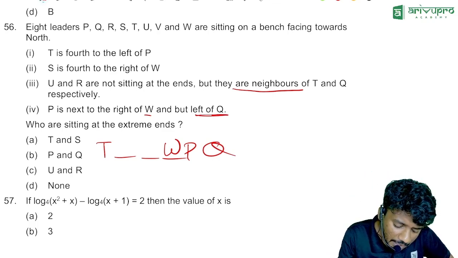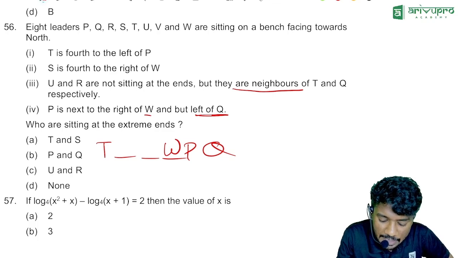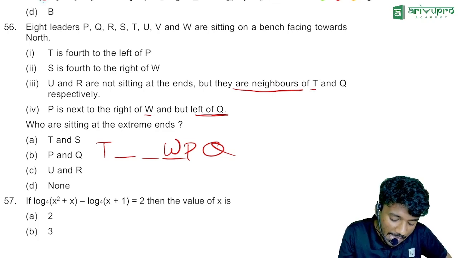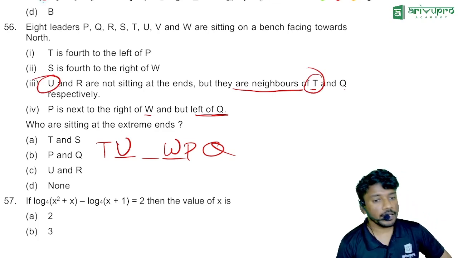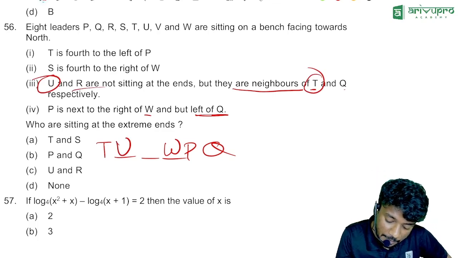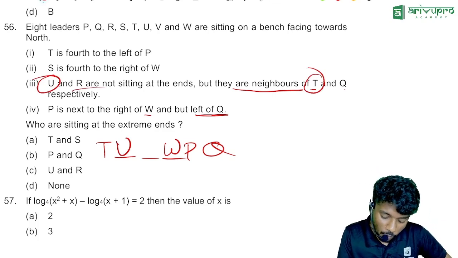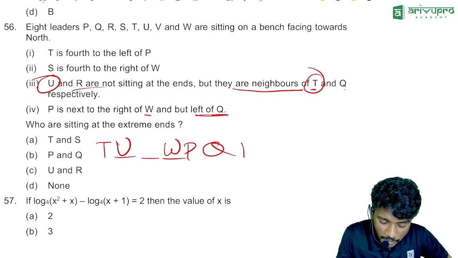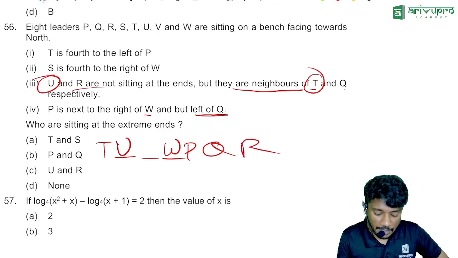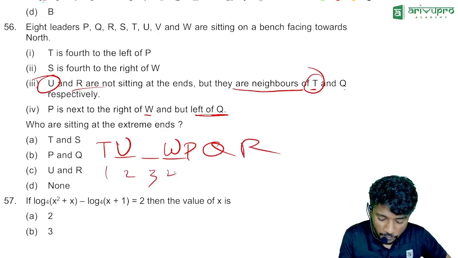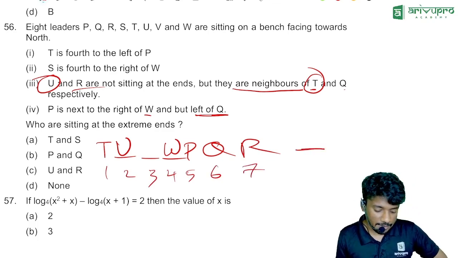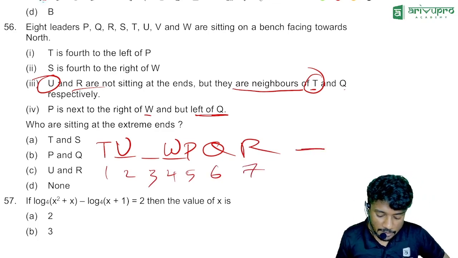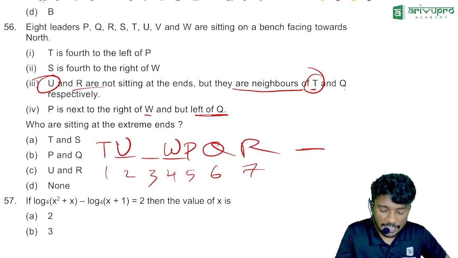Now what is there? U and R are not sitting at the end, but they are neighbors of T and Q respectively. That means U is the neighbor of T. Correct? Then R is the neighbor of who? Q. Then can I write R over here? How many people are there in total? 1, 2, 3, 4, 5, 6, 7. So one person will sit over here. Then S is 4 to the right of W. That means S will be where?